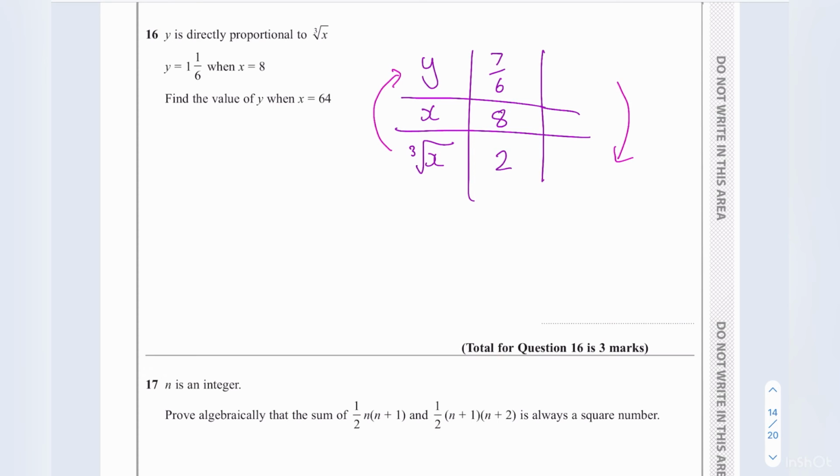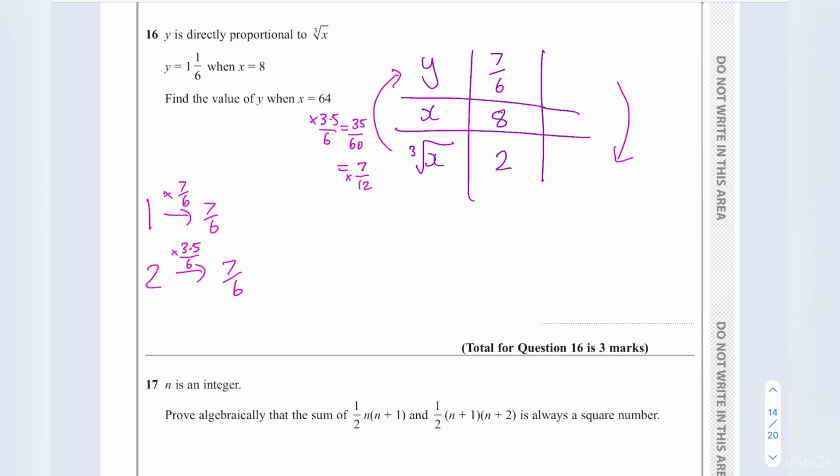So if we were going from 1 to 7 over 6, we would times by 7 over 6. So because we're going from 2 to 7 over 6, we just need to half our numerator. So it would become 3.5 over 6, because 2 times 3.5 is 7. So this is equal to timesing by 3.5 over 6. We don't like having decimals and fractions, so we would change that to 35 over 60, which actually we can simplify to 7/12. So we're timesing by 7/12.